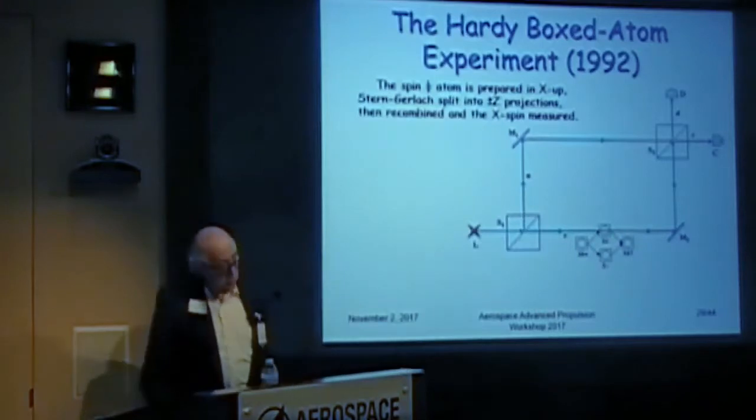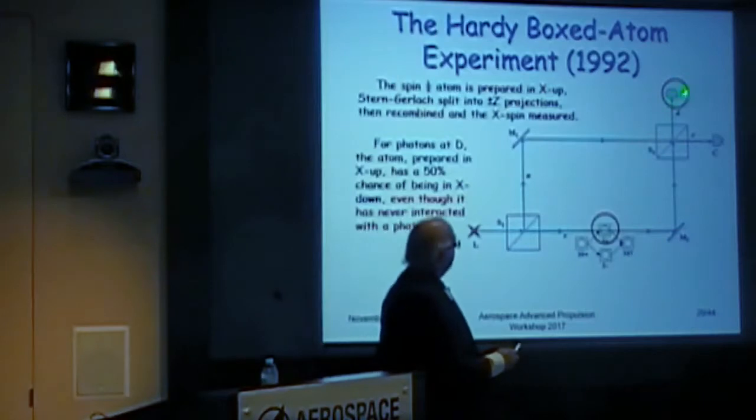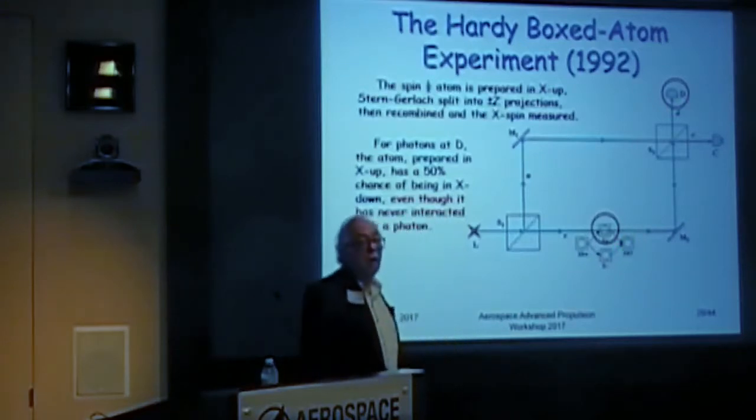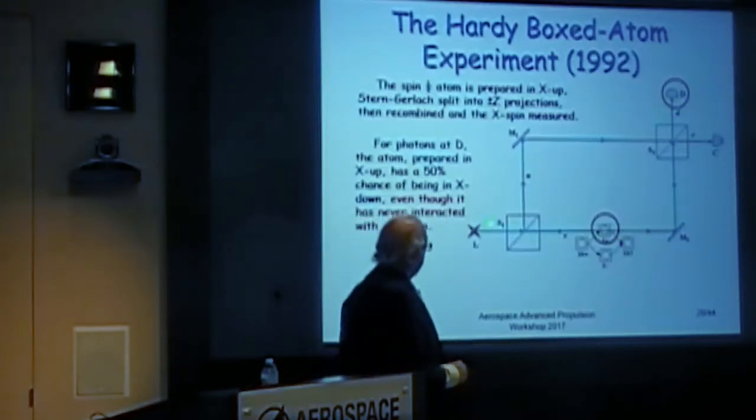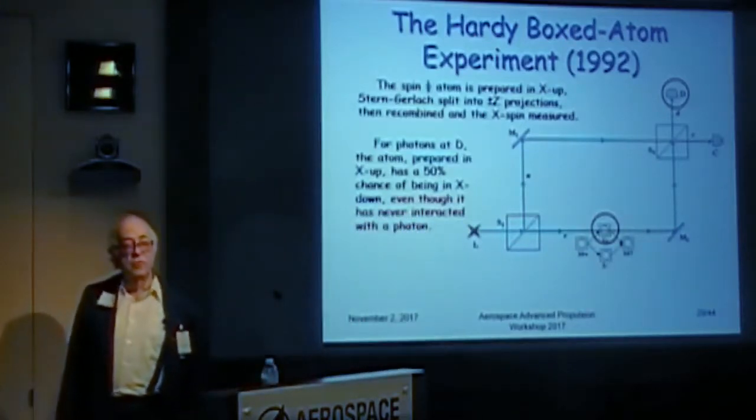Now, what we do is only look when we detect an event in the dark detector over here. And what we find is that even though we have put this atom in the plus state before we did the experiment, when we look at what the state of the atom is over here after it's been through this process, it is now in half the up state and half the down state, even though no photon ever interacted with it. So this is the same kind of argument involving atomic physics.